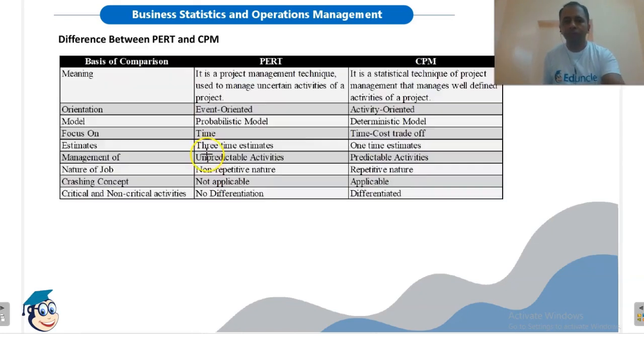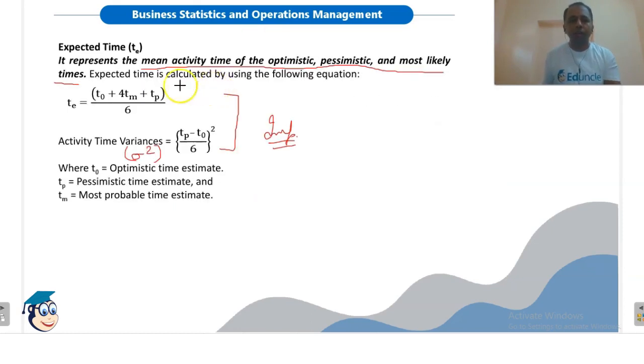Okay. Now there are certain differences between PERT and CPM. This is the most important part. PERT is a project management technique used to manage uncertain activities of a project. PERT is used in case of uncertain activities. This means when the activity timings are not known in advance, and that's why we use this formula to calculate the timing of uncertain activities.